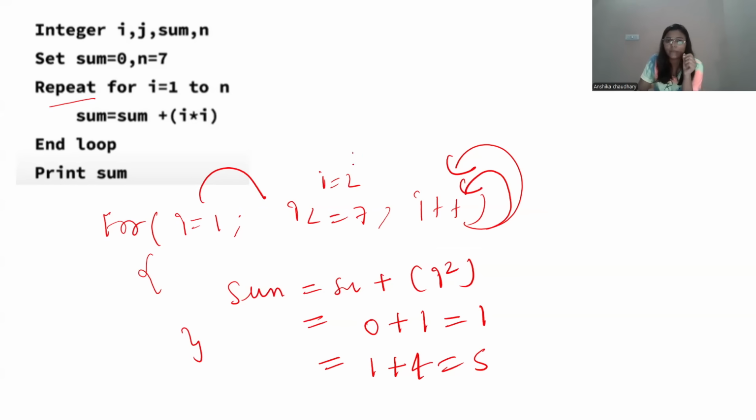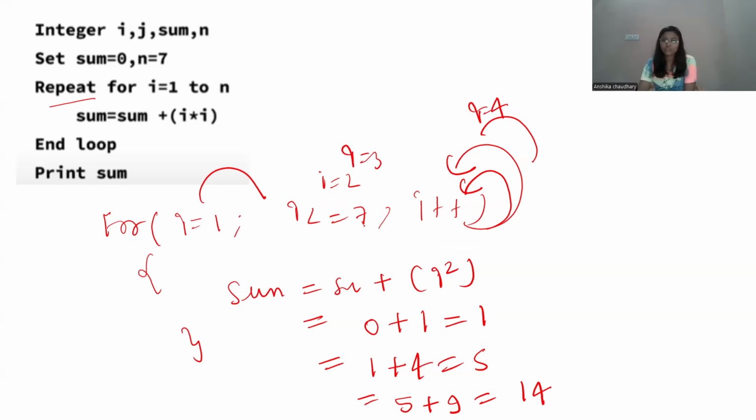Control will go here. I value will be 3 now. 3 is less than or equal to 7. Yes, the condition is true. We will come again. So it will become sum plus I square, that means 3 square, that means 9. So it will become 14. Once again, the control will go here. I value will become 4. 4 is less than or equal to 7. Yes, it is. We will come into the for loop again. So we'll update the value of sum as well. So 14 plus I square, that means 4 square, right? So it will become 16. So what will it become? 30. Again, I value is now 5.